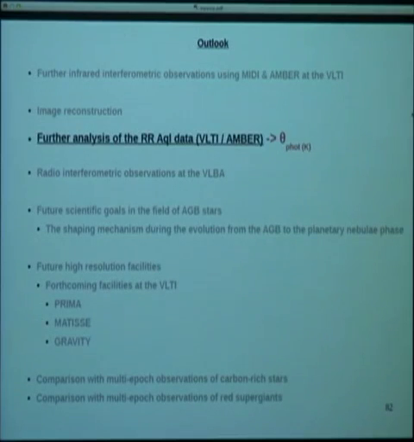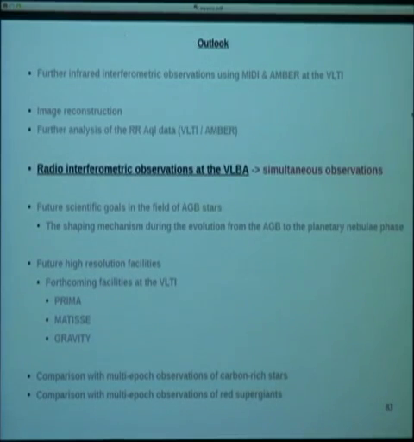We do have some AMBER observations, deep observations, and we can confirm the photospheric diameters. We do have some simultaneous radio interferometry observations. So as we observed the star in mid-infrared at many different epochs, we coordinated the observation in the radio. So we observed the stars at the same time, and we hopefully will be able to compare how some effects are reflected in 2 different wavelengths.